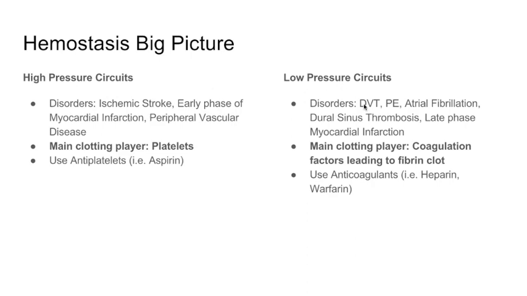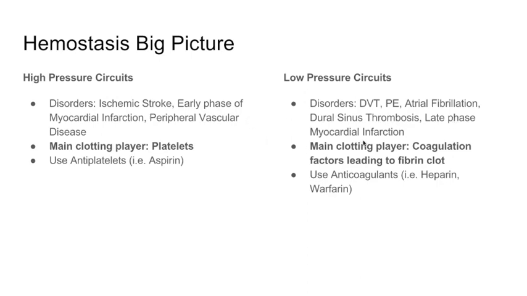Now, if you have a low pressure circuit like a DVT, a deep venous thrombosis, like a thrombus in the veins of the leg, or a pulmonary embolism, an embolism in your pulmonary artery, or atrial fibrillation that's causing a clot in your left atrium, for example, that's a low pressure circuit. Dural sinus thrombosis, a thrombus in your dural sinuses, that's also a low pressure circuit.